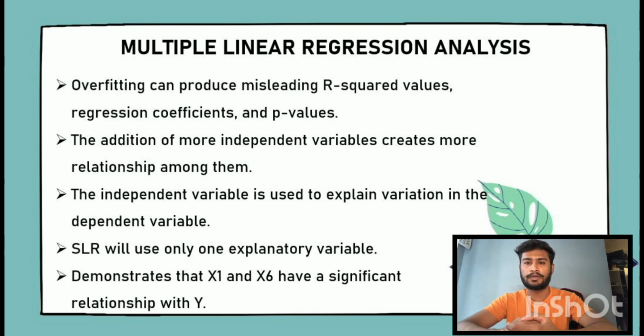Today I'll be explaining about MLR. I shall start with overfitting. Based on the graph, the R2 value of 0.464 is lesser than the standard error. In this case, overfitting can produce misleading R square values, regression coefficients, and p values.